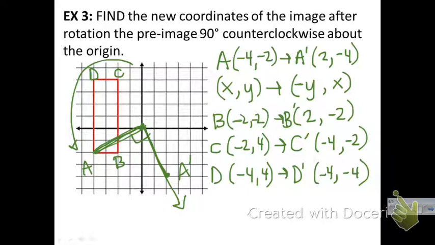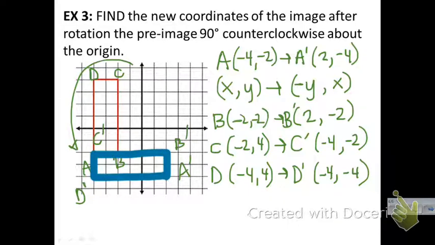And then all we have to do is graph those points. So let me erase some of this. So our B is forward 2, down 2 to get our B prime. C is back 4, down 2, and you can see that that was the same as what A was. And D is back 4, down 4. And we get our new shape, or our image, right here, and it has been rotated counterclockwise 90 degrees about the origin.